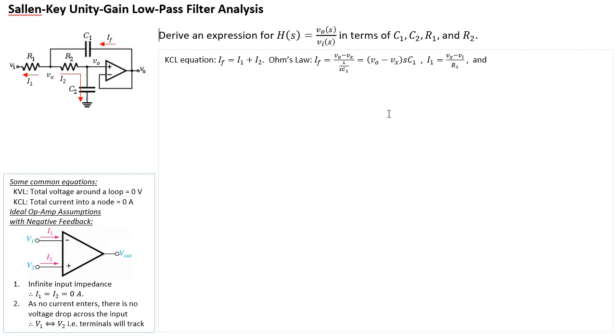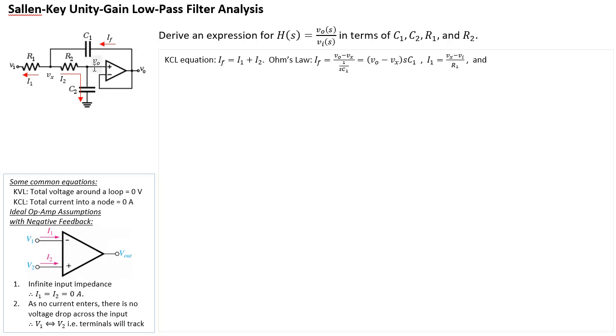All right, so I'm going to write about I2 in terms of just the C2 part, to make it easier. I can write I2 in several ways. I could write I2 simply across R2, which means the equation would be Vx minus Vo divided by R2. Or I could write I2 in relation to C2.